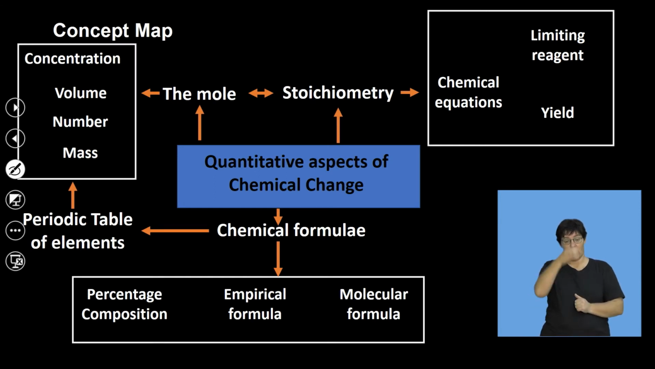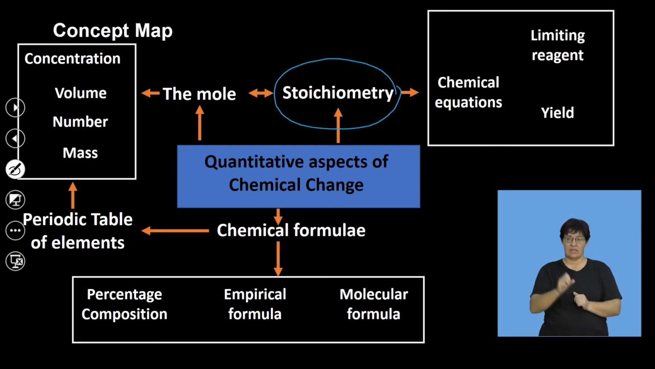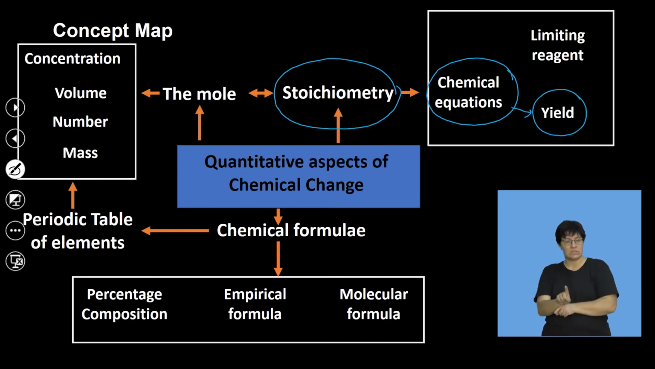So the focus is on the quantitative aspects of chemical change. Stoichiometry deals with quantities of substances that are involved in a chemical reaction, and we represent these chemical reactions using chemical equations. We would also, at a later stage in this very session, look into the yield, which speaks to the amount of product obtained. We would also express that as a percentage, the percentage yield.